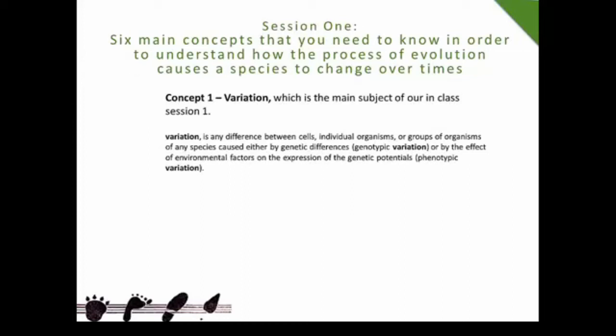So concept number 1, variation, which is the main subject of our session 1. Variation is a difference between cells, individual organisms, groups of organisms, species, and so on. And we usually divide variation into genotypic variation and phenotypic variation, like this. More about this in the Princeton Guide to Evolution.